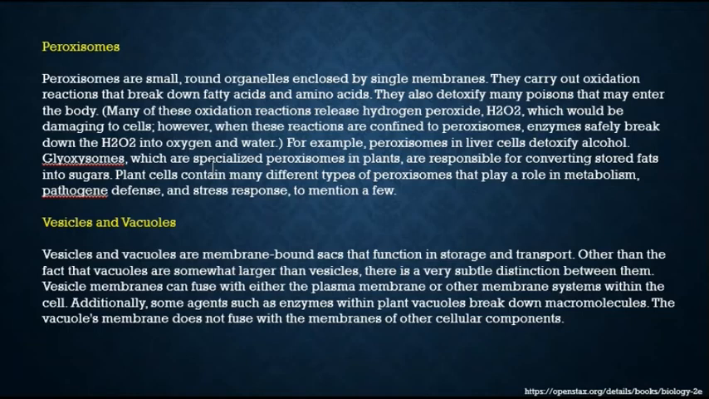Now we are coming to the last part of cell structures part 1. I will tell you about two small structures here, peroxisomes and vacuoles. Peroxisomes are small round organelles enclosed by a simple membrane. They carry out oxidation reactions that break down fatty and amino acids. They also detoxify many poisons that may enter the body. Many of these reactions release hydrogen peroxide, which would be damaging to cells, but these reactions are confined to the peroxisome, and hence the hydrogen peroxide is broken down into oxygen and water. For example, peroxisomes in liver cells detoxify alcohol.